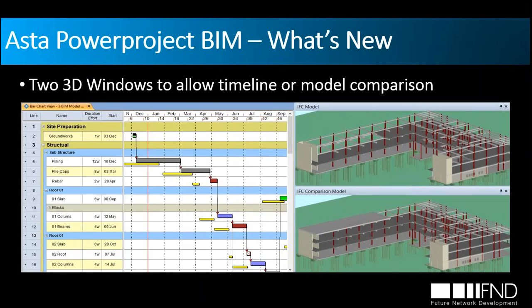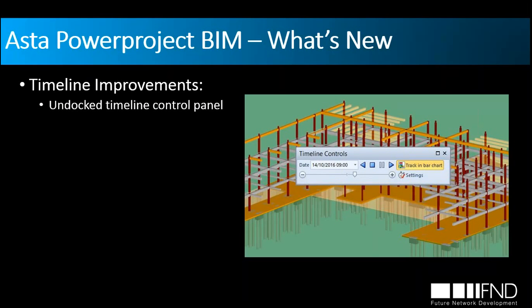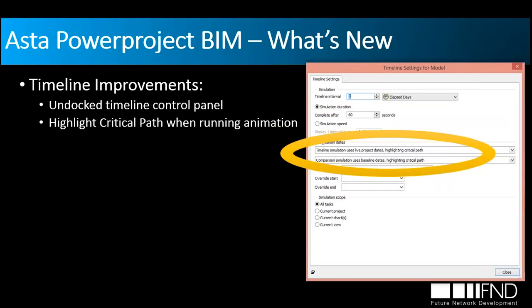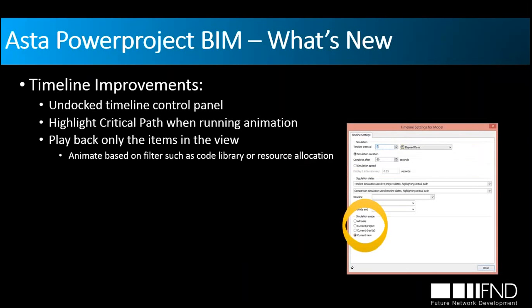Besides that, we will have a possibility to compare two 3D windows and to see it on our timeline on model comparison. So we have two models to be able to see and compare the current with the actual. For the timeline improvements, we can undock the timeline. We had some requests from those who would like to undock the timeline control panel. It's also possible. We can highlight the critical path when running the animation. We are also able to play back only the items in the view, so it can be all tasks, a current project, current chart, or the current view.